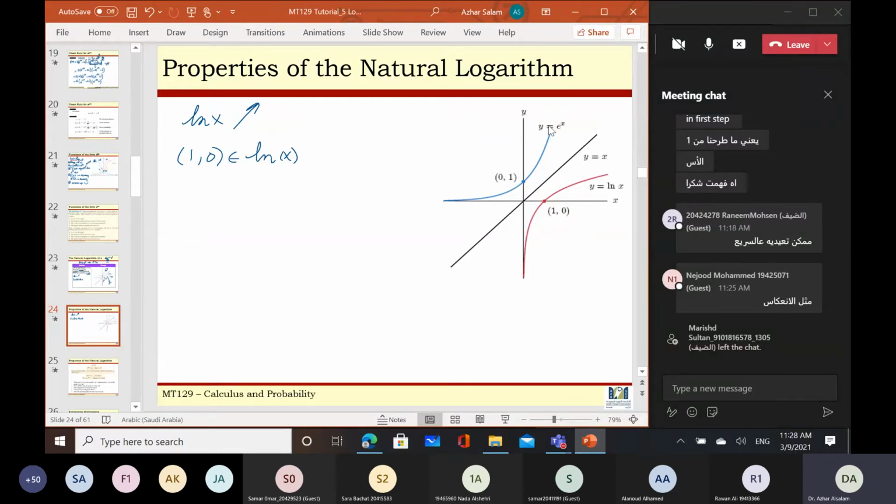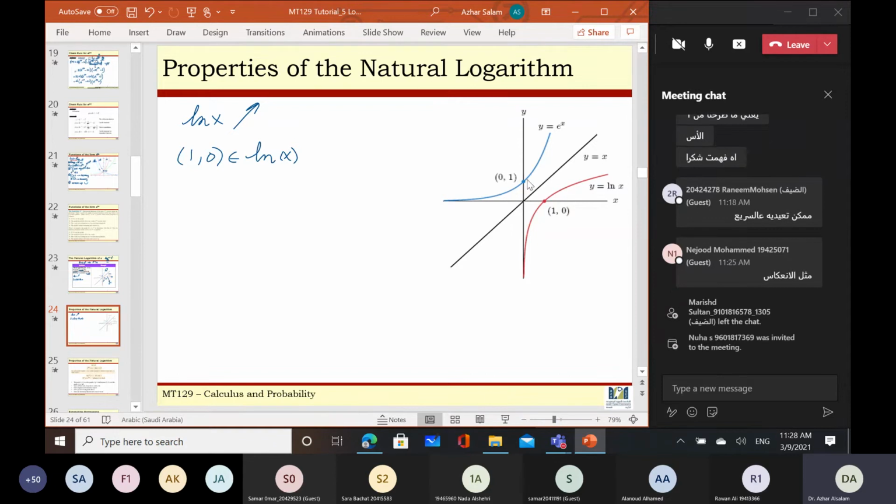Also the concavity. Since I take only the reflection, the concavity will be changed. Here the exponential function is concave up, but this one, I notice that it's concave down. So it's concave down. This is the concavity for the natural logarithmic function.